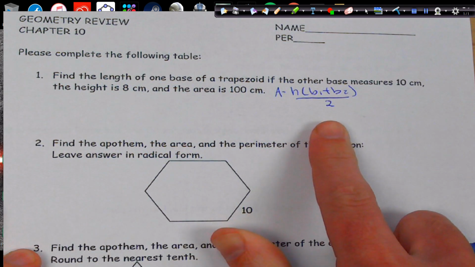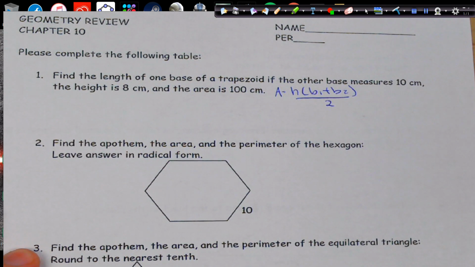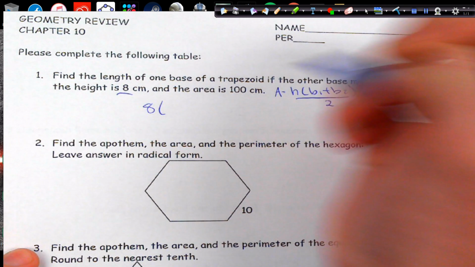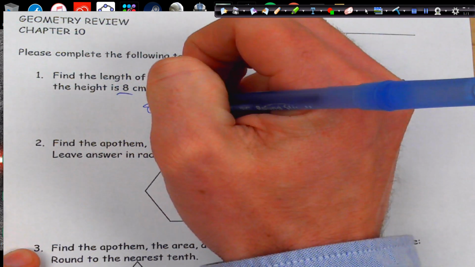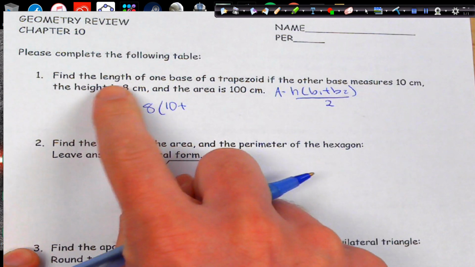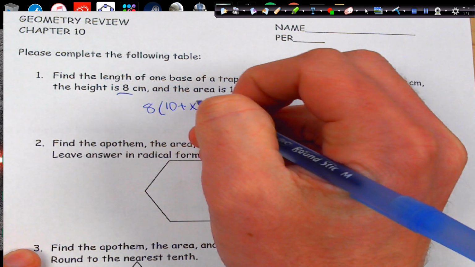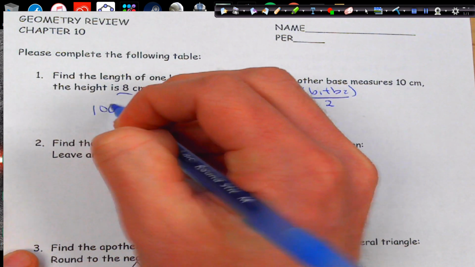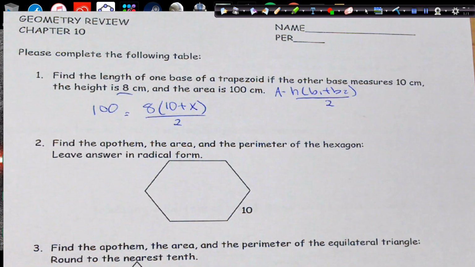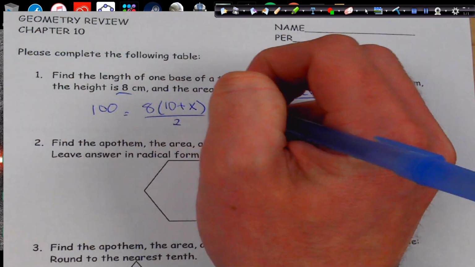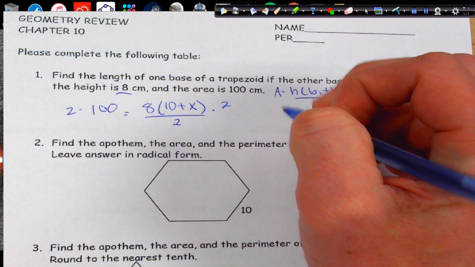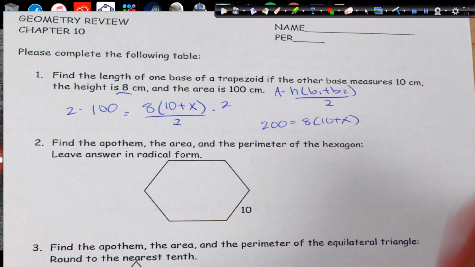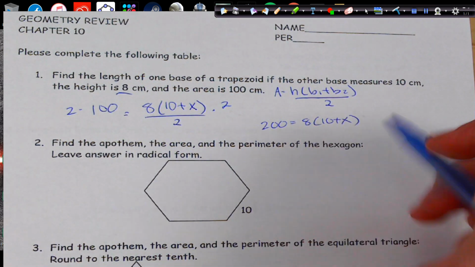Okay, so instead of 1/2, I can divide by 2. And it tells me my height is 8, so we could do 8. Base 1 is 10, plus base 2. We don't know the length of the other base, so we can label that x, divided by 2, equals the area, which is 100. So this just becomes an algebraic problem. We multiply the 2 out, and that's going to give me 200 equals 8 times 10 plus x. And then we're going to get rid of the 8 by dividing by 8.